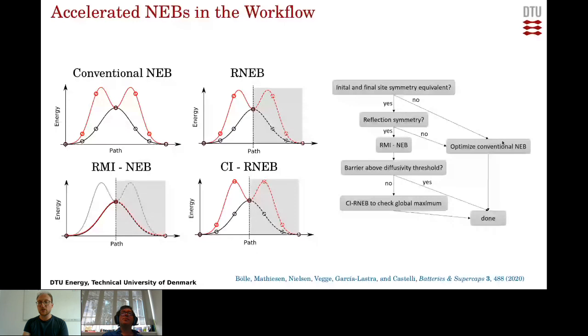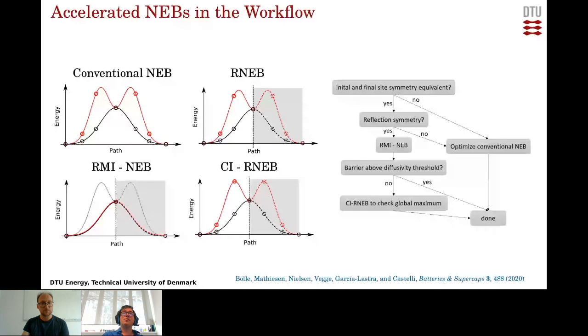If it's above that, you are done, because this will not be a new kind of material. If instead it is not, then you can do a climbing image RNEB, to find the global maximum, so what is the peak of the bell-shaped diffusion path. And this is actually a significant improvement compared to the conventional NEB. Significant improvements in terms of speed, of course.